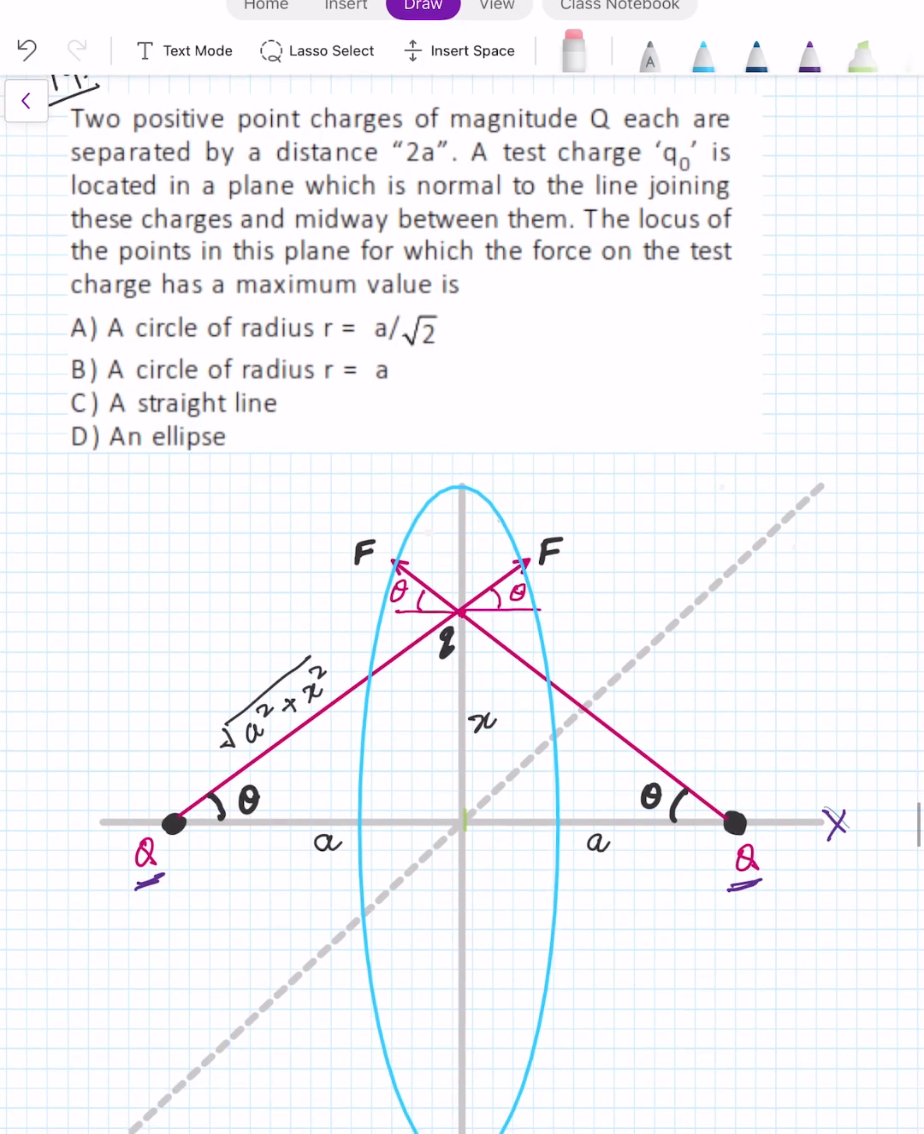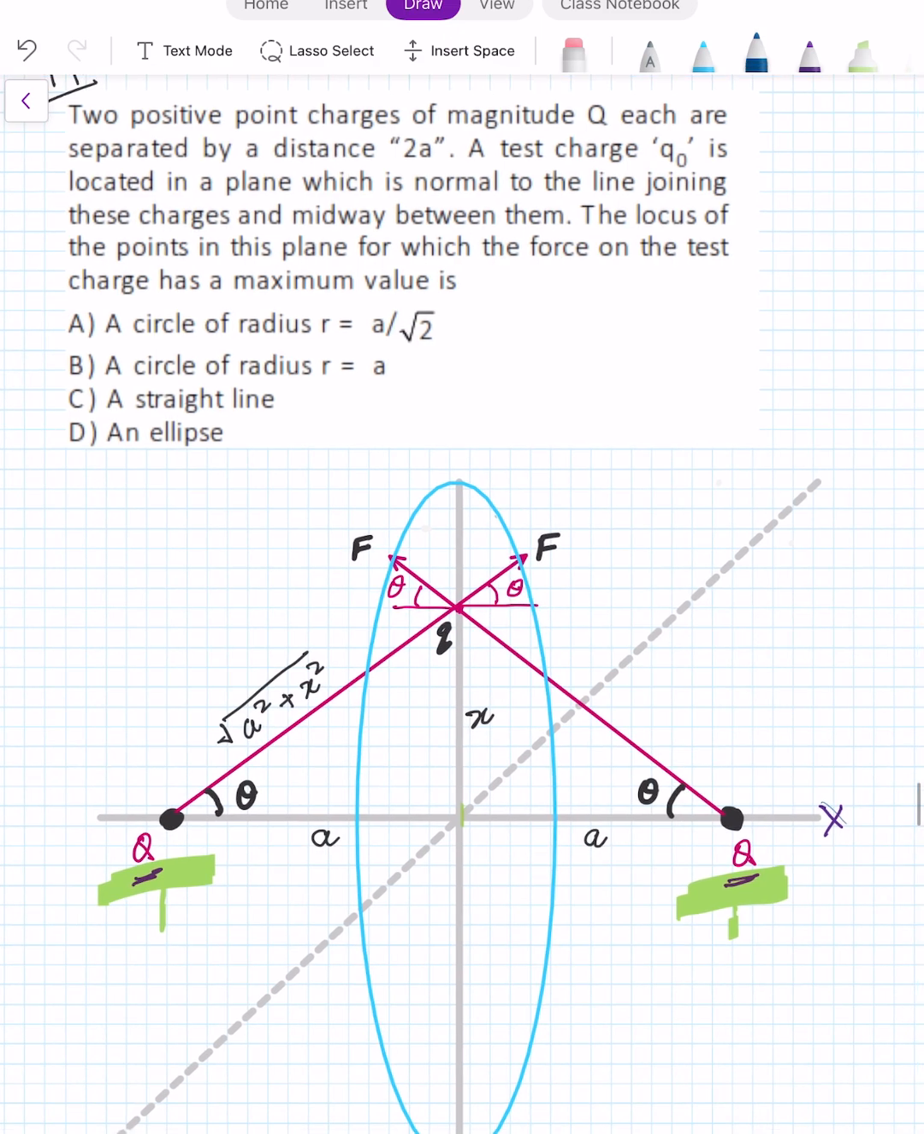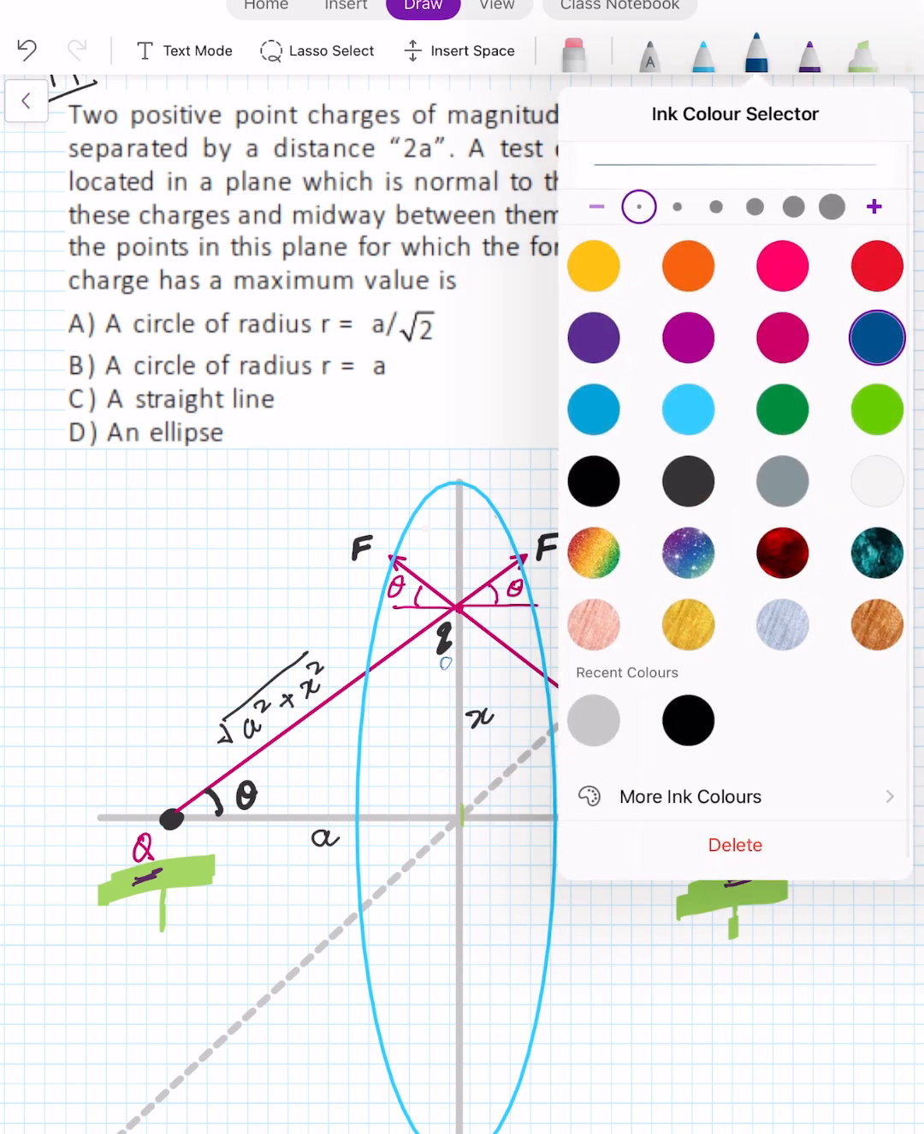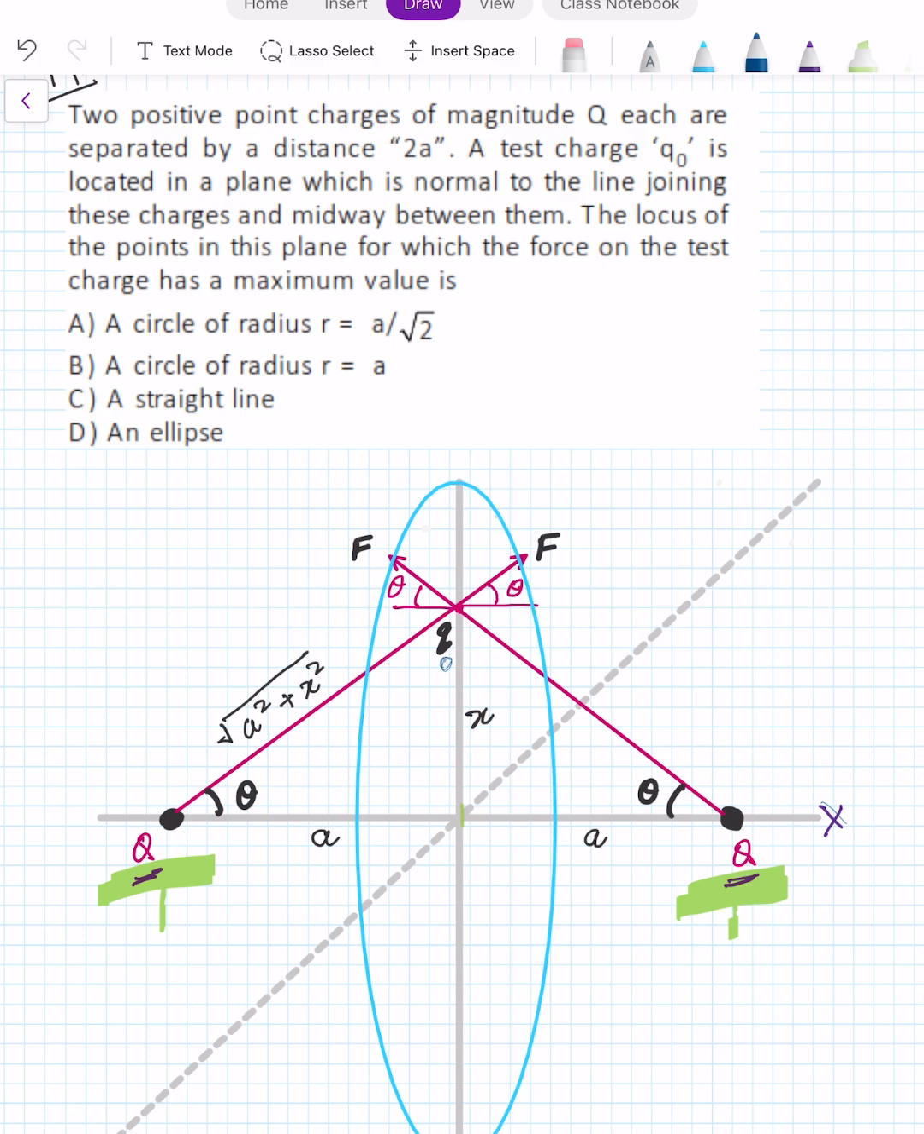In this question, it is given there are two positive point charges, each of magnitude q, which are located at a distance 2a. This is one charge, this is another charge, and this separation is 2a. Now they are saying one test charge q naught is located here, in a plane which is normal to this particular line, and this is midway between them, meaning it is passing through the midpoint. This is what has been shown.